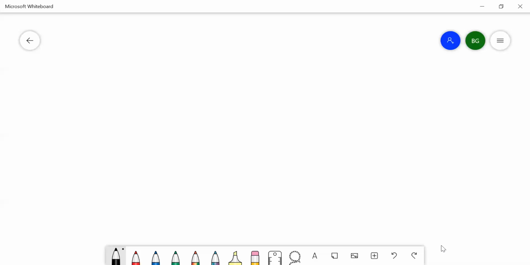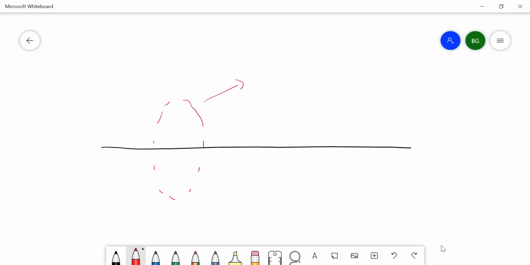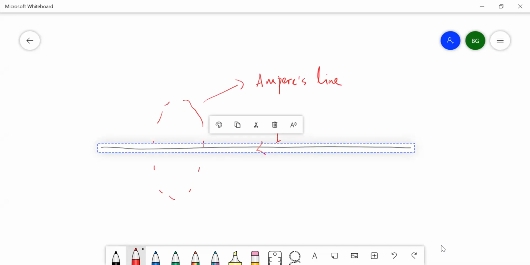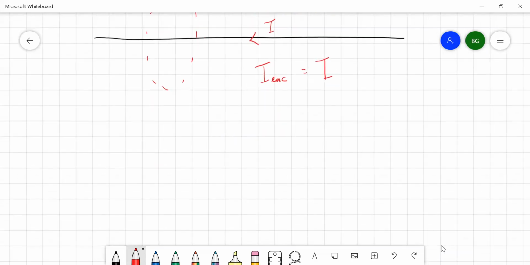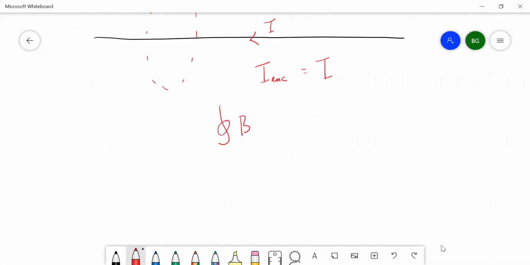Okay, for example, this is the wire. This is the Ampere's line, and this is the I here, I enclosed. In this case, I enclosed is I, okay? So the integral of B dot ds equals mu 0 I enclosed.